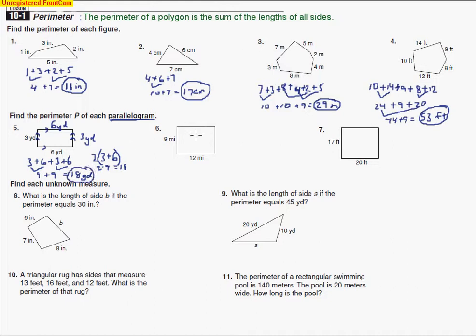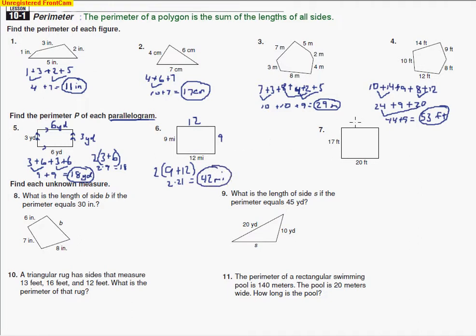Again, knowing that this side is 12, and this side is 9 because it's a parallelogram, I could just sum these two sides, so 9 plus 12. And then this one's going to be the same thing, so I could just double this number. So 9 and 12 give me 21. 21 times 2, doubling 21, gives me 42 miles. That is our perimeter, the distance around the figure.